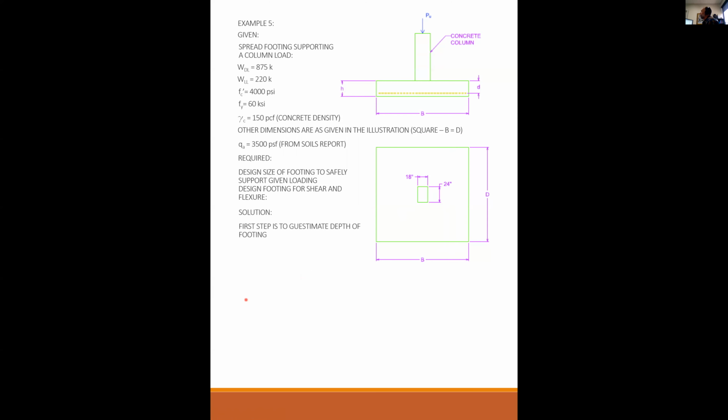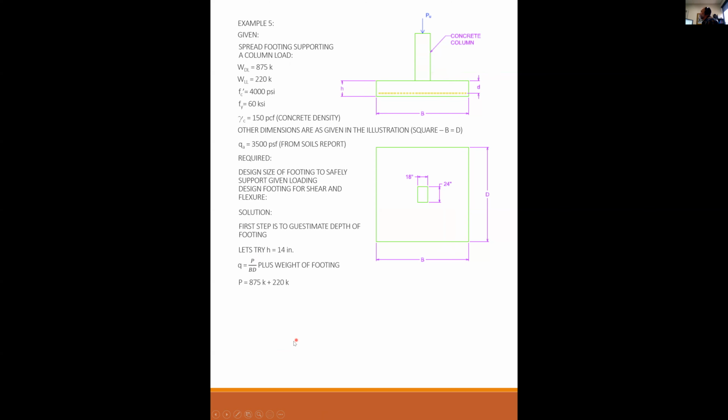Solution. First step is to guesstimate the depth of the footing. So we just blindly go in there and say, what about 14 inches? What do you think? 14 inches, is that good for over 1,000 kips of load? Probably not, but that was a place to start. So Q is equal to P over B D, P over A, plus the weight of the footing. I don't have the weight of the soil because there's no soil in this example.